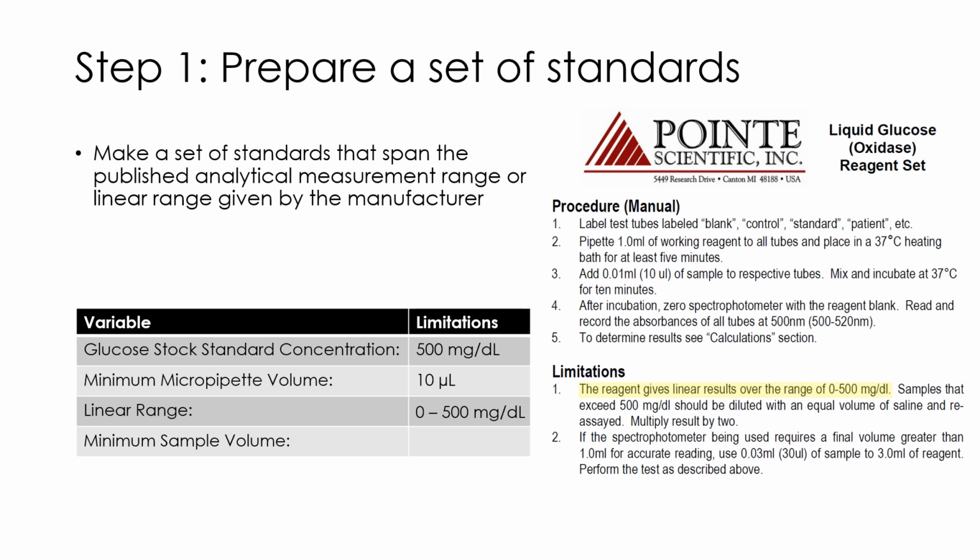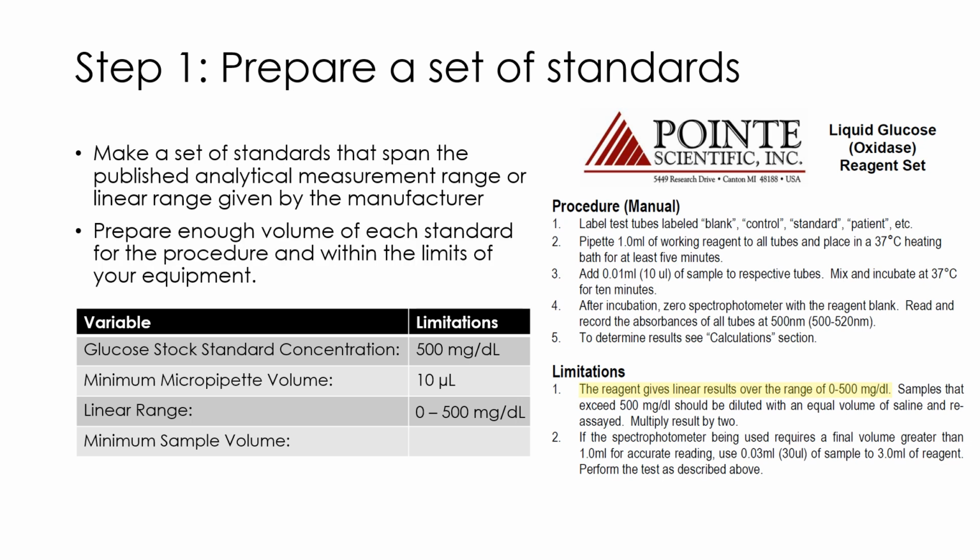We can put this range in our table so we know the concentration range our set of standards needs to span. When we make our standards, we need to ensure that we prepare enough volume for the procedure, including some extra for dead volume. When we look at the procedure, we can see that this procedure requires at least 10 microliters of sample per reaction tube. We can fill this minimum volume into our table, and now we are ready to calculate how to prepare a set of standards that span the assay's linear range.